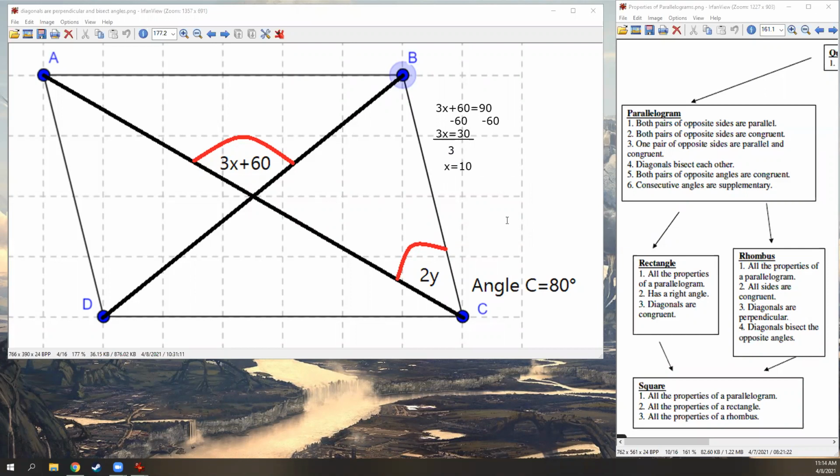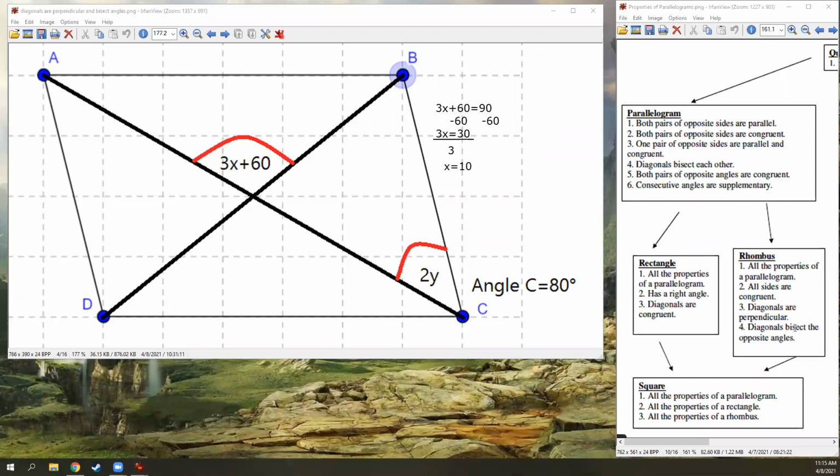Okay, so now let's go down to this corner here. I wrote off diagonals bisect opposite angles for the last question because that was not an opposite angle. Coming down here, this is an opposite angle right here, so we are dealing with diagonals bisect opposite angles. So the whole angle C is 80 degrees.